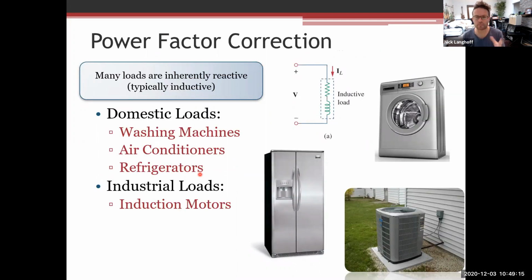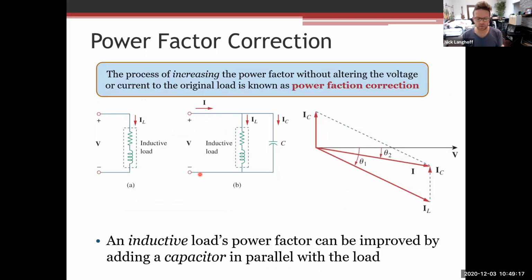Okay. Anyways, takeaway is that many loads are inductive in nature, and so it turns out that you can correct the power factor. Remember, what you want ideally is as much of the apparent power, the effective RMS voltage times the current, transferred to the load as possible. And if you have a large angle between voltage and current, you can start to reduce that.